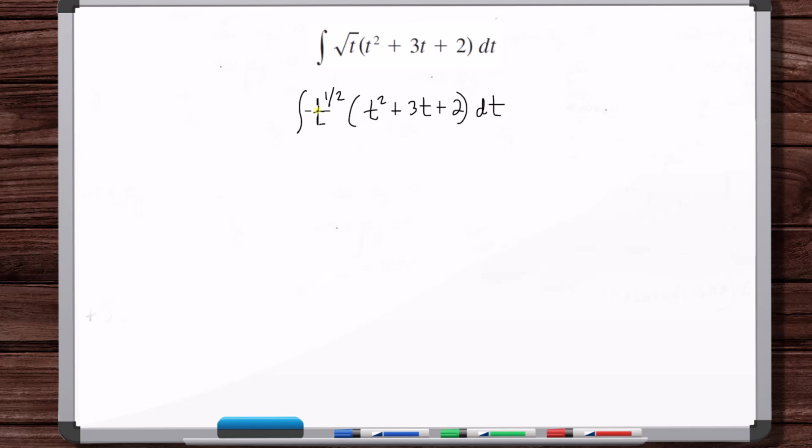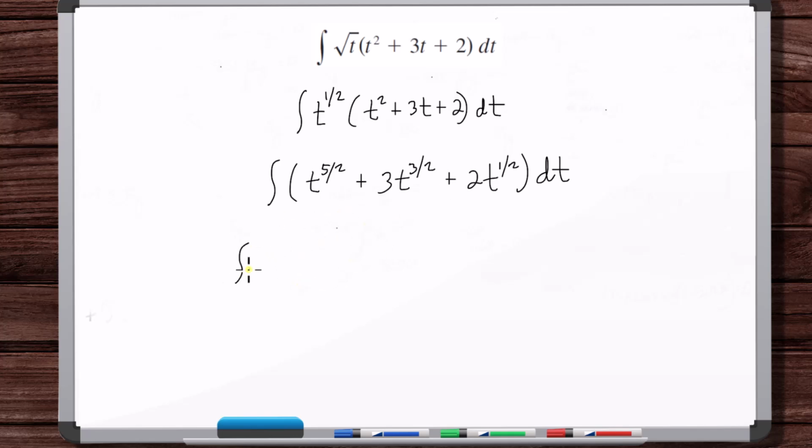Okay, now we can distribute this t to the 1/2. So t to the 1/2 times t squared is t to the 5/2. Okay, then 3t times t to the 1/2 is 3t to the 3/2 plus 2t to the 1/2. Now we can use the power rule for integration.